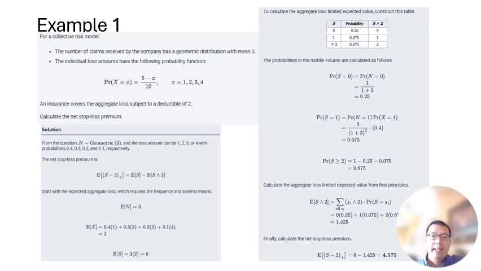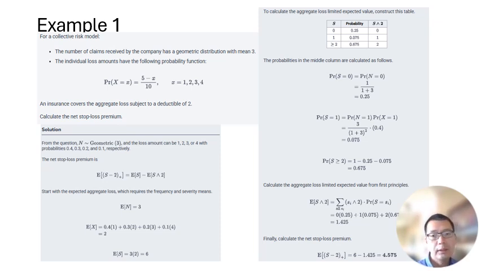Now to calculate the aggregate loss limited expected value, construct this table. Aggregate loss S would have value 0, value 1, and value greater than or equal to 2. Probability, we can talk about it in the following, but the S cap at 2 will be equal to 0, 1, 2.